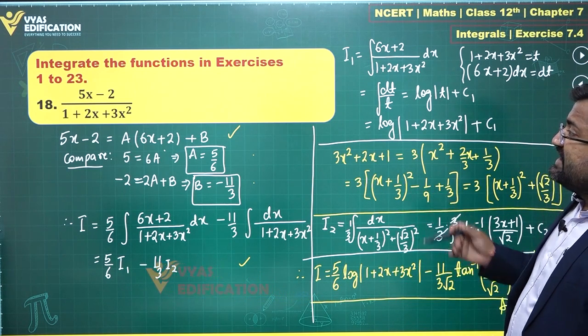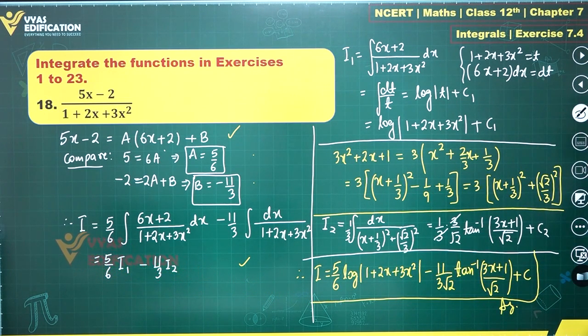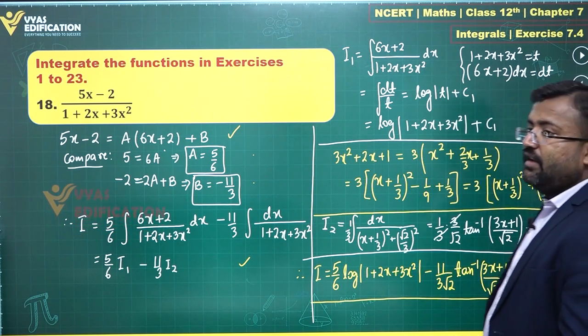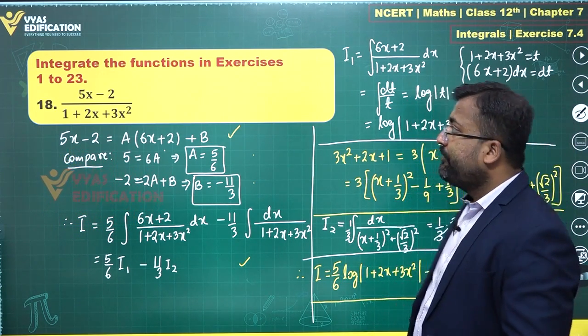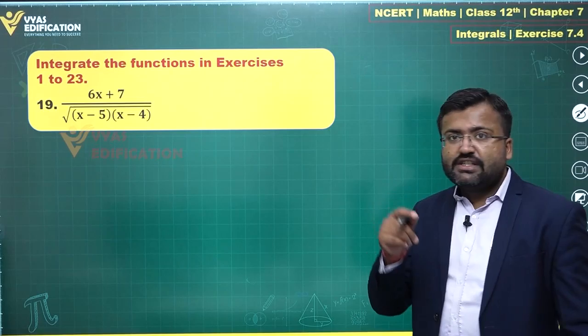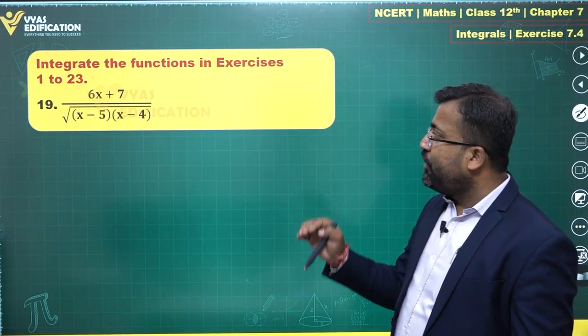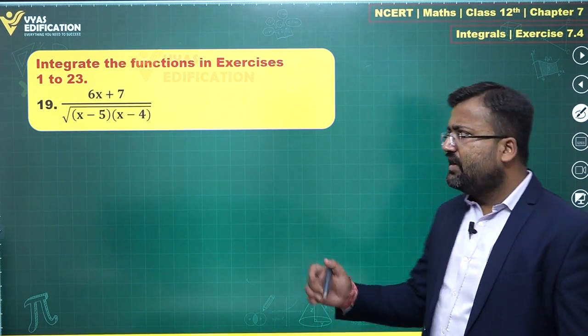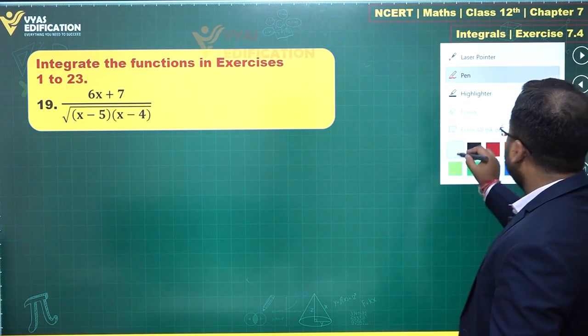Right? So this is the 18th question for us. Let me get aside. You can take a look at the complete solution over here, and we'll move on to the next one after this. The 19th question says you have 6x plus 7, that is a linear, upon root of (x minus 5)(x minus 4). Once again, root of quadratic. So how do we handle this?